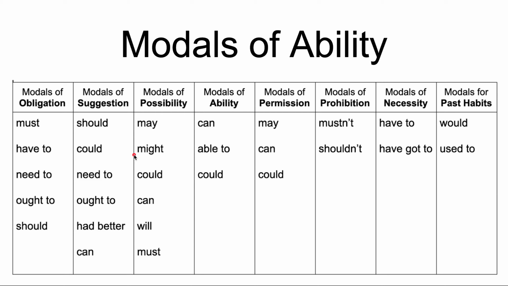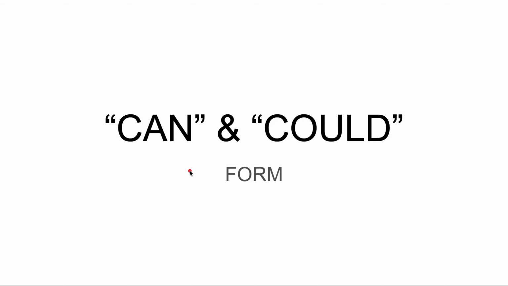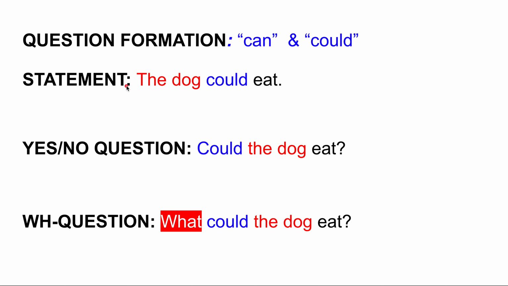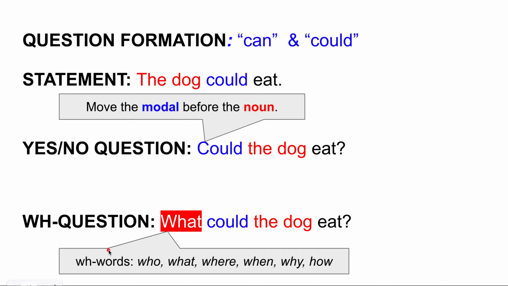So looking back at the modals of ability, there are three of them: can, able to, and could, and we're going to focus on can and could. Let's look at the form for can and could. If we're looking at a positive statement, such as the dog could eat, and I want to change that into a question, then I move could, the modal, before the noun. Could the dog eat? If I want to make a WH question, then I add a WH question word, such as what? What could the dog eat?